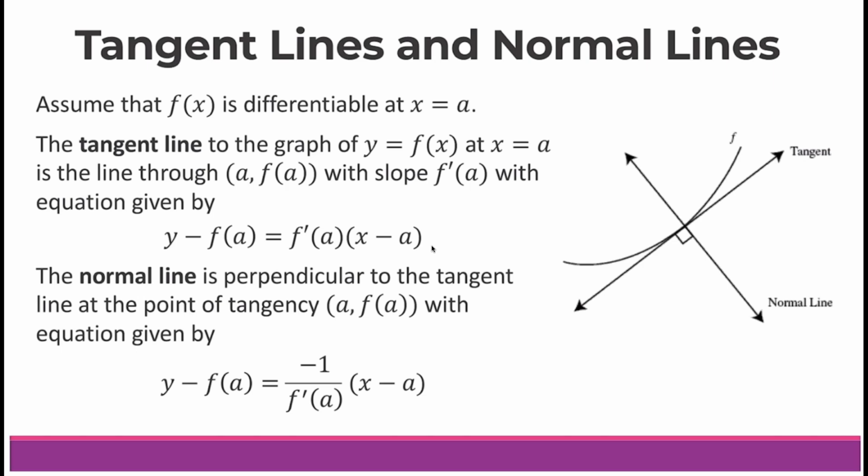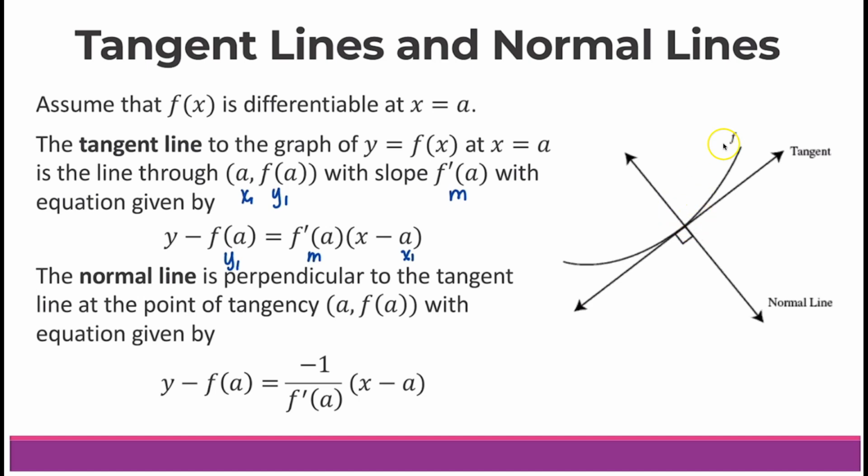I don't want us to think about this as a new formula. The idea is that the point is some (x1, y1), and the slope is m. So this equation is really just y minus y1 equals m times the quantity x minus x1. So it's point-slope form of a line through the point (a, f of a) with slope f prime of a.